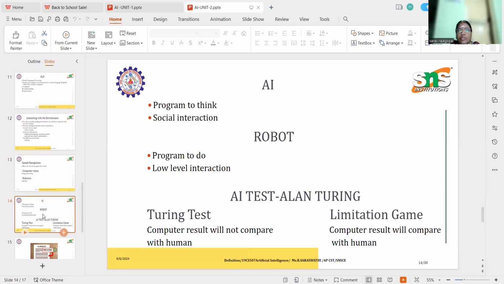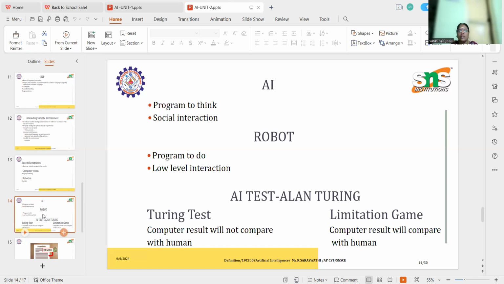A program to think and do social interactions. A robot is a program to do. It interacts with the social environment. And the next one is low level interactions.